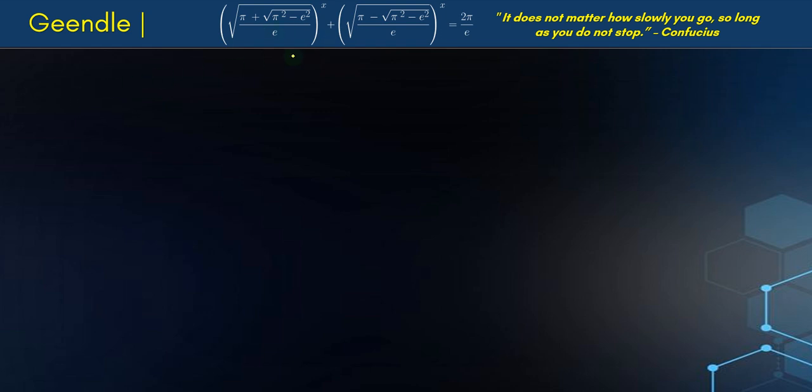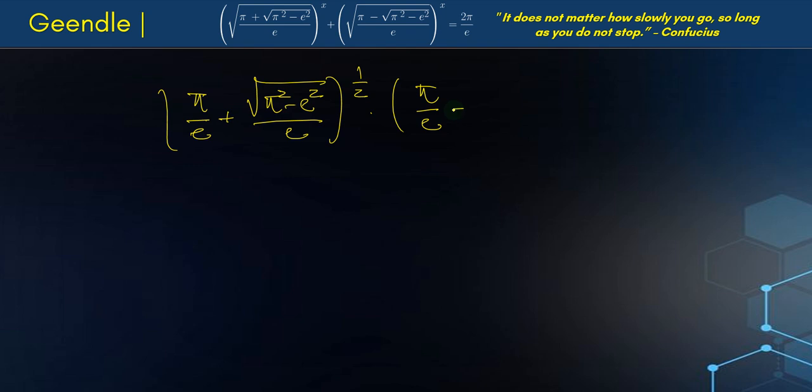So we're going to have this times this. Well, we have pi over e plus square root of pi square minus e square over e, to the power of 1 over 2, which is square root of 2, and then times pi over e minus square root of pi square minus e square over e, to the power of 1 over 2, which is the square root of 2. And now you see we have different bases and the same powers, right? So we multiply the bases and keep the power.